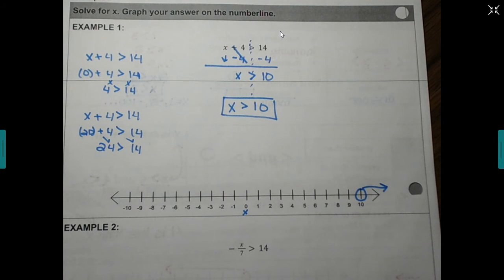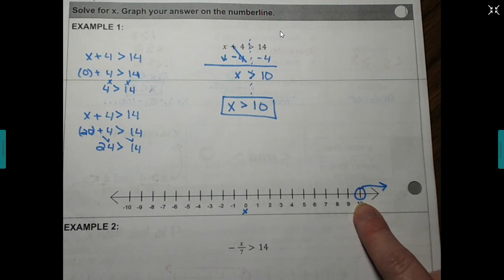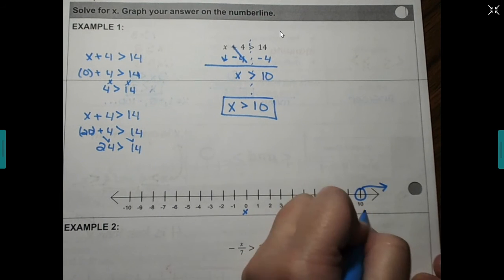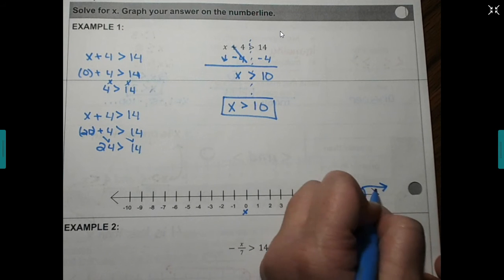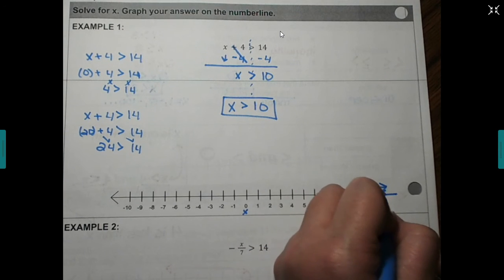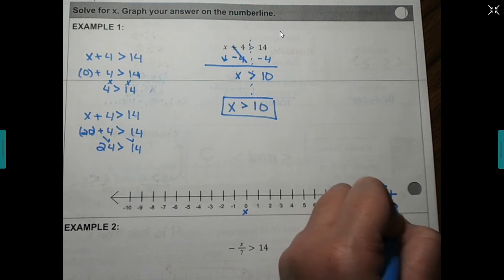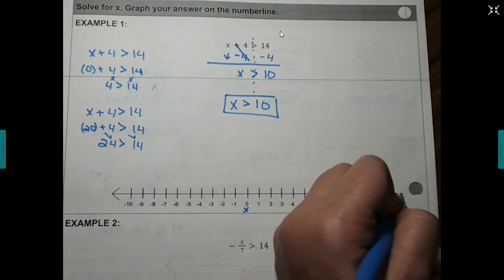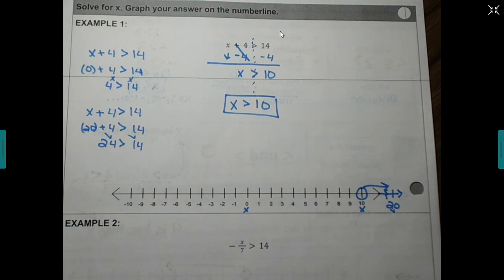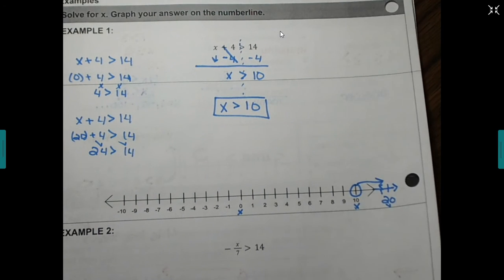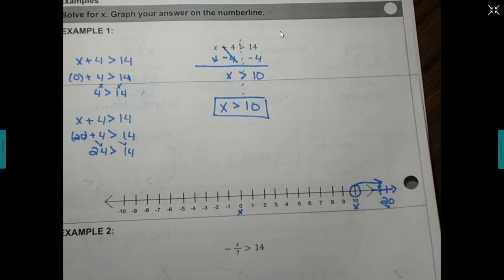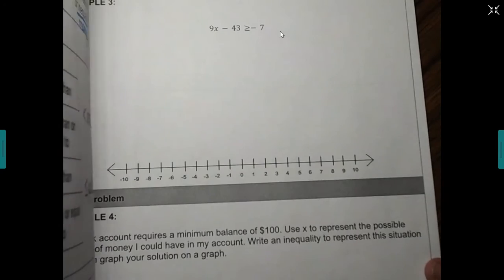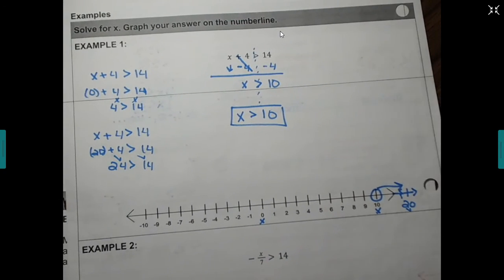And remember here, 10 is not going to make it true. 10 is not a solution. I'm going to put way out here 20 and do a check mark. Like I said, I did goof up the number lines on all of these, so that's the only one we're actually going to graph. Green is up next.